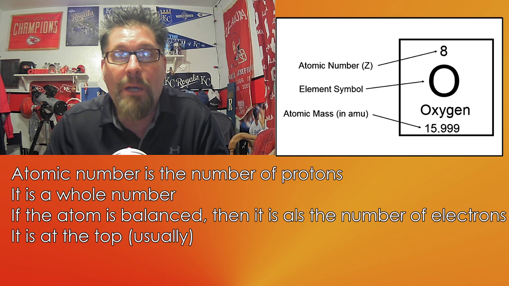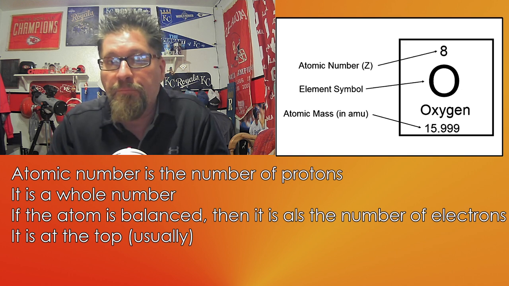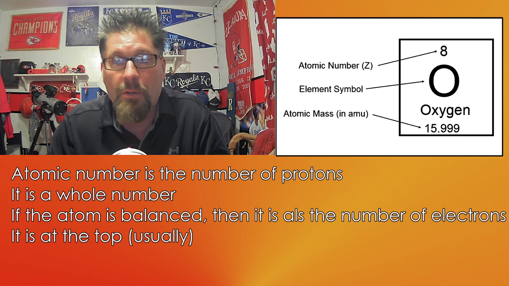It may have one example up in the corner somewhere. But the atomic number, the number of protons, is also a whole number. So when you're looking at a periodic table, and it doesn't have a table for you to identify parts, the one that is a whole number is the atomic number. It'll also be the smaller number.